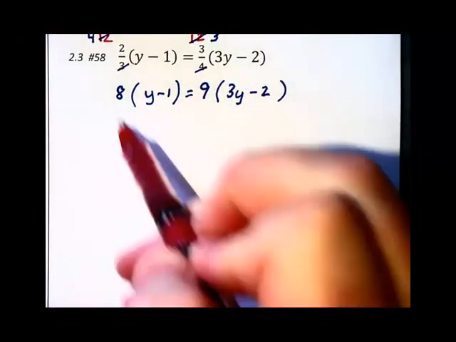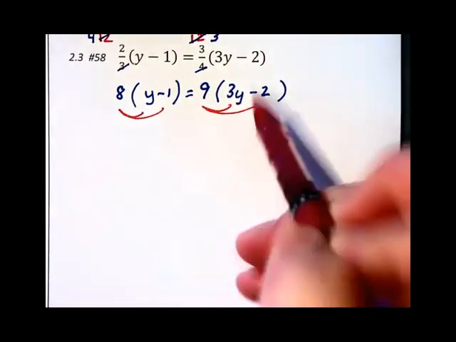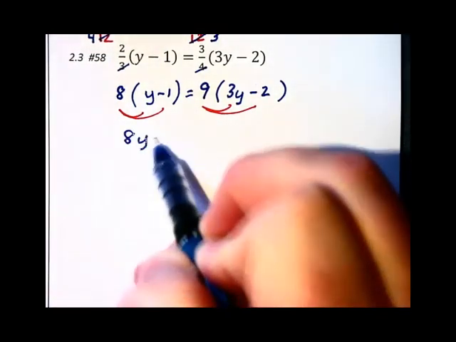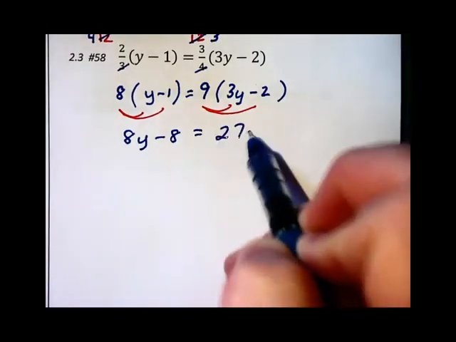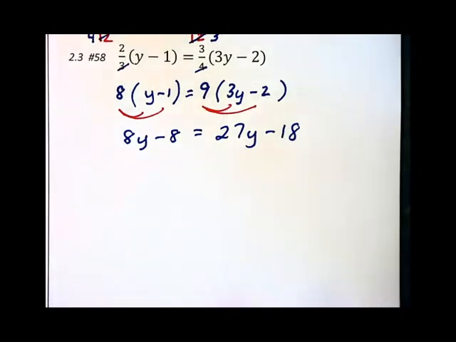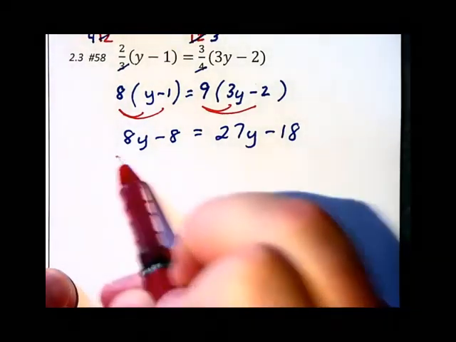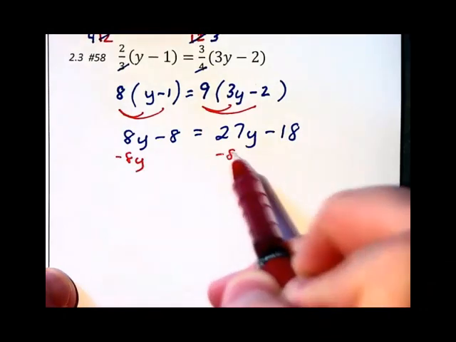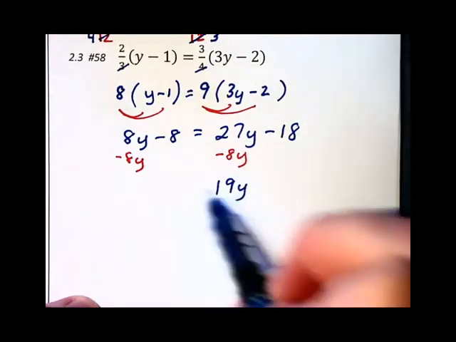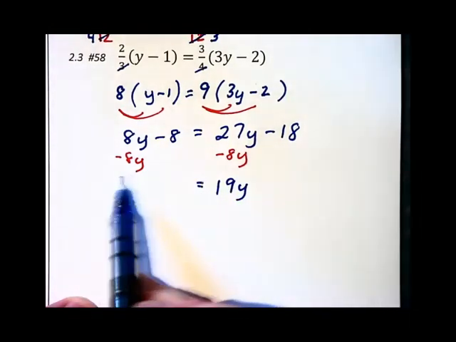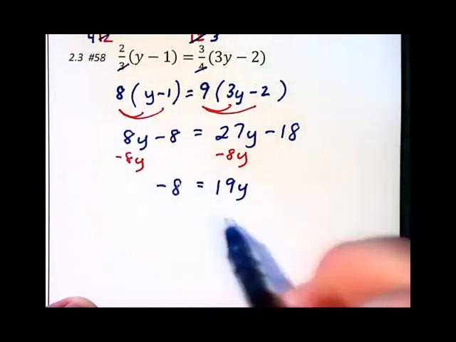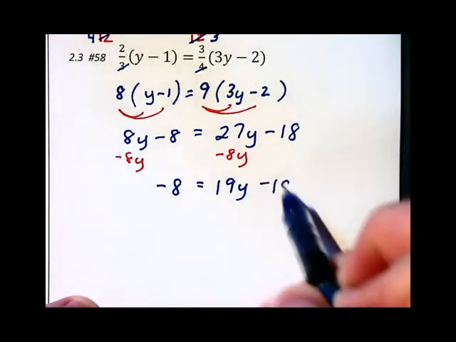Now we're going to distribute these numbers out in front into the parentheses to remove the parentheses, and we will have 8y minus 8 equals 27y minus 18. Now our goal is to get all the variables on one side, and I choose to subtract 8y off of each side because I would rather have a positive 19y as opposed to a negative 19y had I moved everything to the left hand side. So we're going to have negative 8 equals 19y minus 18.